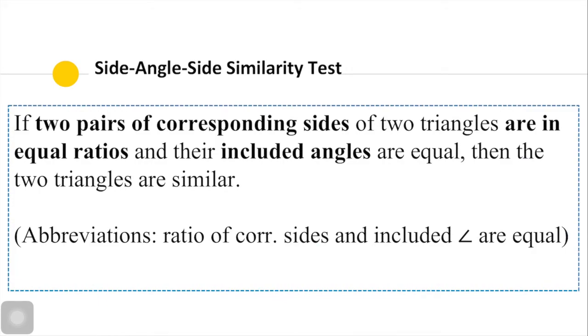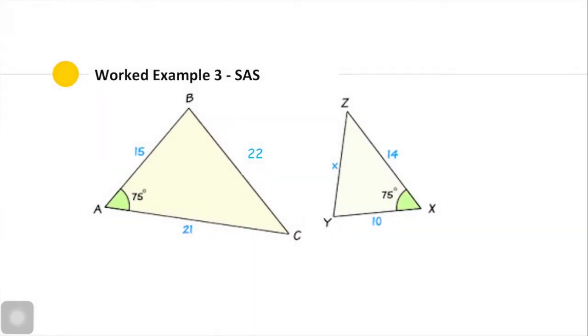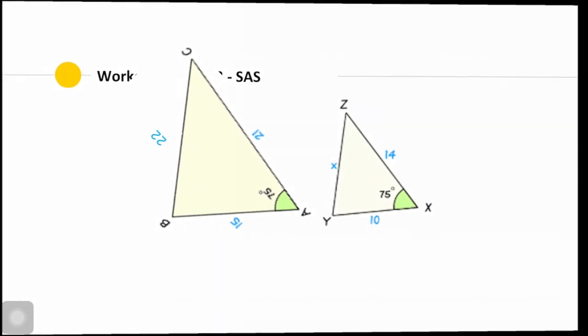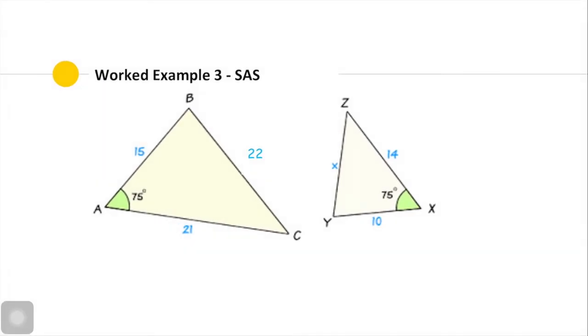The third test is the side angle side similarity test. So the angle in this case must be between the two sides that you test. So let's look at this question. Now if I were to turn this figure over, it will look exactly similar, right? It looks very easy, but to increase difficulty, usually the question will make the triangle look like that. And then they ask you to show that ABC is similar to XYZ.